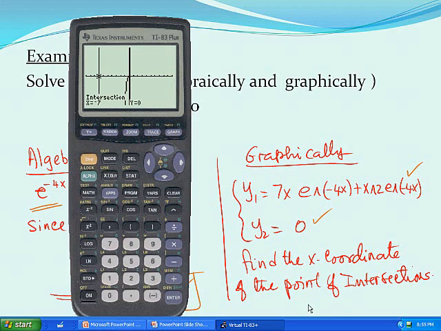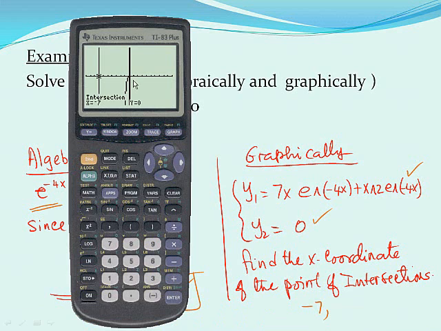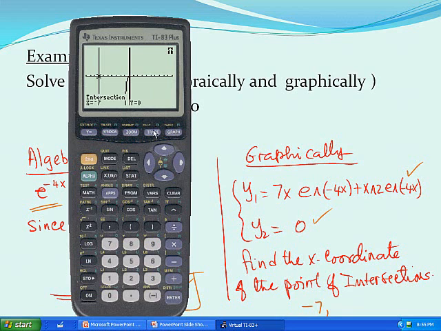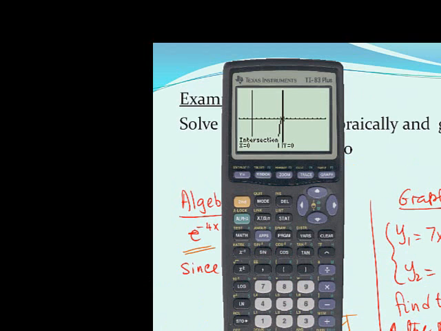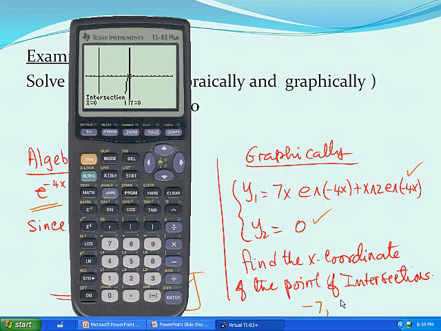So we have the solution negative 7. To get the second intersection, I repeat this process. I will get the second intersection at the origin. X equals 0, y equals 0. Our solution will be x equals 0.